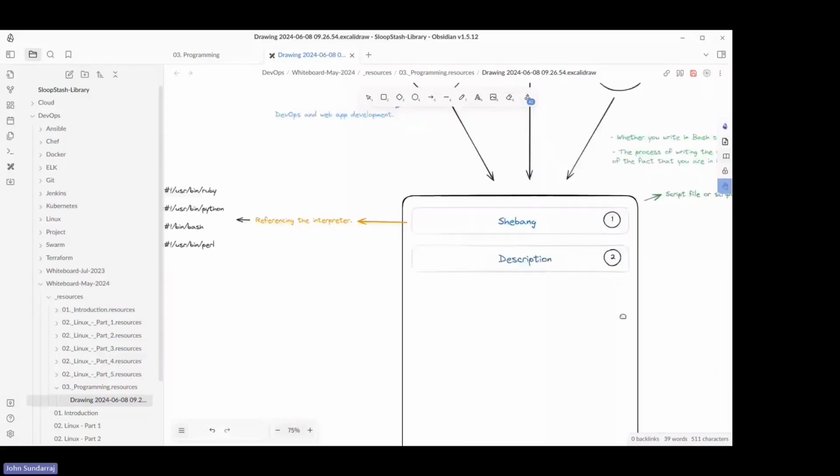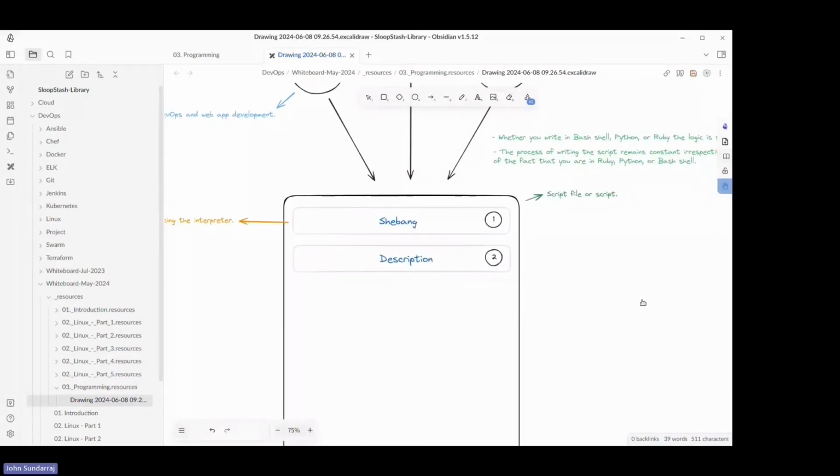Now, so far I didn't say what kind of script we are actually going to write. We can go with the telemetry script then.